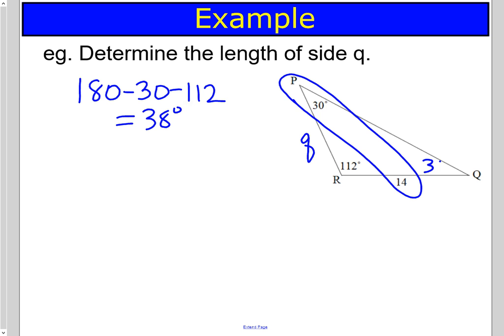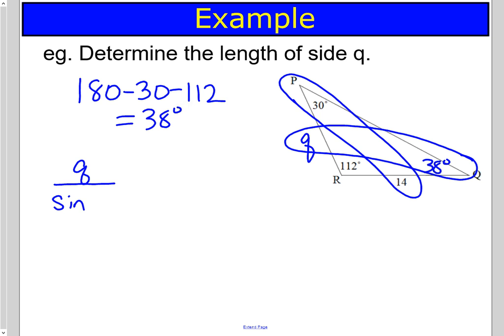And so my angle down here is 38. And now I have that ratio to set up. Okay. So I'm missing side Q, so I'll start there, which means I need the sine of Q, which is 38 degrees. And then because I started with my missing side on top, I've got to start with the side that I know on top, which is 14 over the sine of 30.